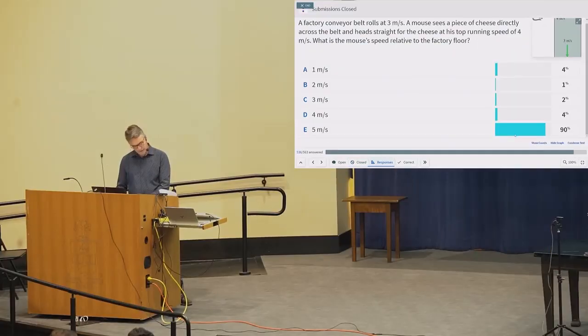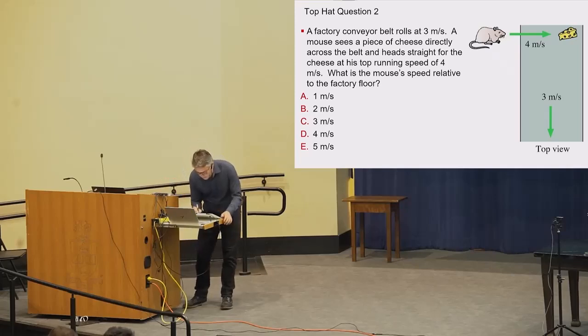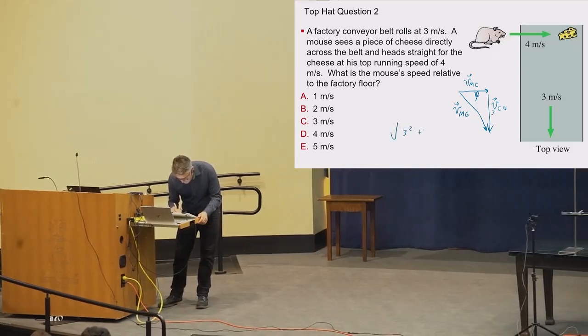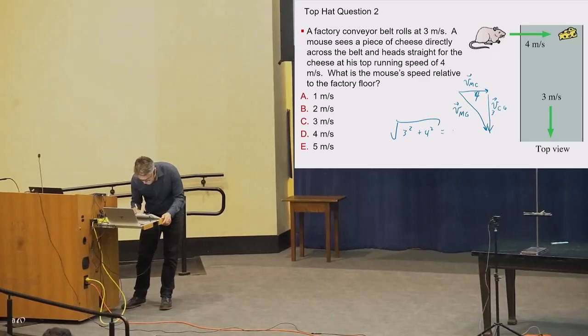Yeah, so that looks pretty good. Basically you've got the 4 plus the 3. This is the velocity of the mouse relative to the conveyor belt, plus the velocity of the conveyor belt relative to the ground. It gives the velocity of the mouse relative to the ground. So it ends up being a 3, 4, 5 triangle. This is the square root of 3 squared plus 4 squared, which is equal to 5.